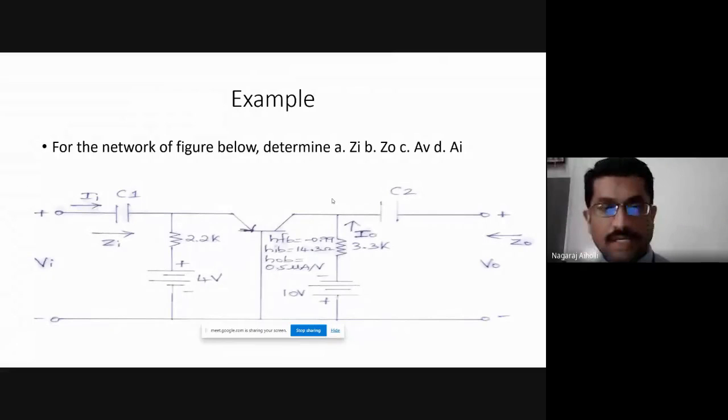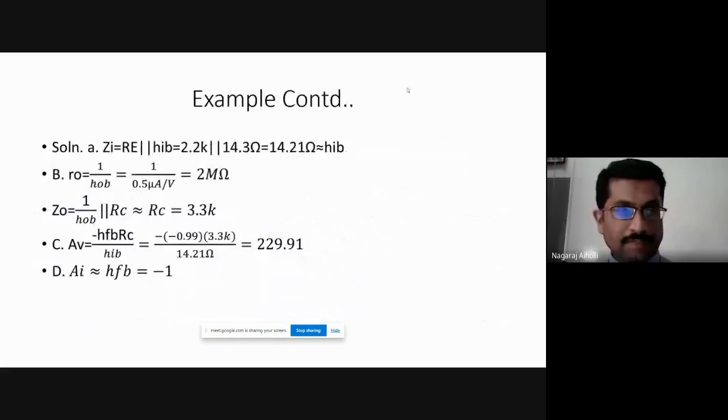14.21 ohms. Because RE, 2.2K, is larger, and hib is small as compared to RE, it is about 14.3 ohms. Therefore, in the parallel combination of 2.2K, a large resistance, with a small resistance, the equivalent resistance will be the smaller value, right? So 2.2K parallel 14.3 ohms gives 14.21 ohms, which is approximately equal to hib. Because RE is large and hib is less, the parallel combination will be equal to the smaller value, the equivalent resistance hib. Therefore, 14.21 is approximately equal to hib.